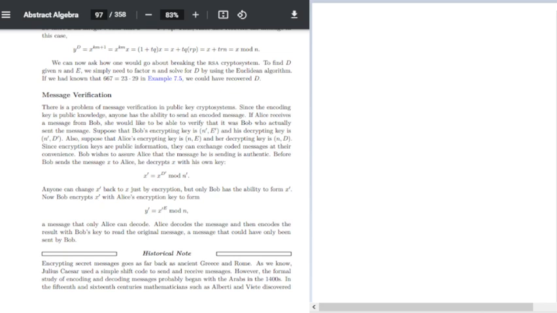Before Bob sends the message x to Alice, he decrypts x with his own key: x prime is equal to x to the d prime mod n prime. Anyone can change x prime back to x just by encryption, but only Bob has the ability to form x prime. Now, Bob encrypts x prime with Alice's encryption key to form y prime is equal to x prime to the e mod n, a message that only Alice can decode. Alice decodes the message and then encodes the result with Bob's key to read the original message, a message that could have only been sent by Bob.